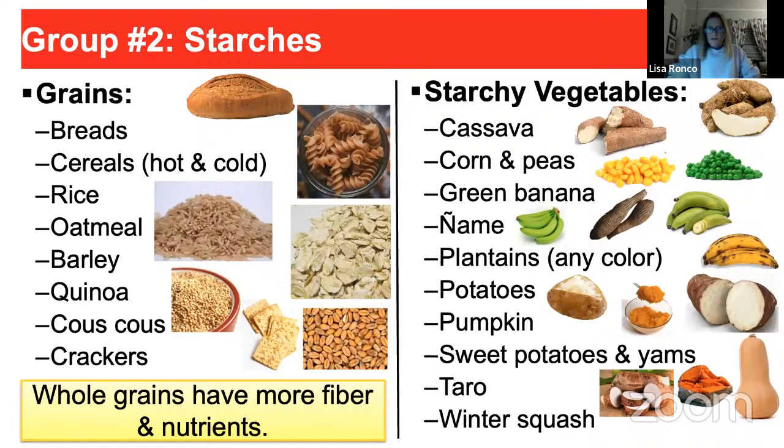Here's some other examples of starches or carbohydrates. So your grains, I always recommend that someone chooses whole grains instead of processed. So that means whole grain wheat bread would be a better choice than white bread. Variety of your cereals, rice, oats, barley, couscous, and your starchy veggies. So cassava, corn, peas. Maybe if you haven't ever tried some of these vegetables, I encourage you to do so. Expand your palate. Next slide.